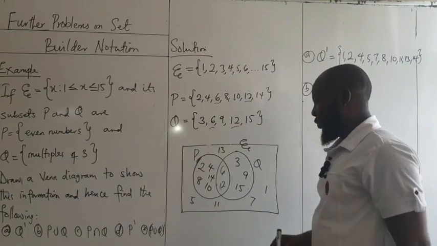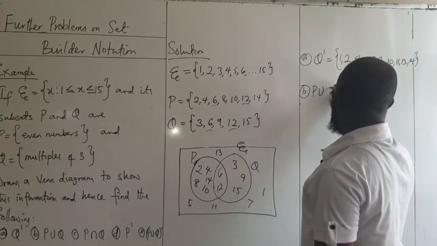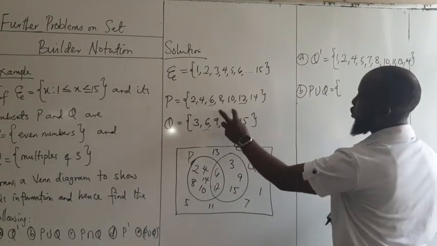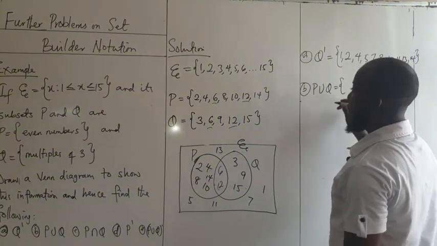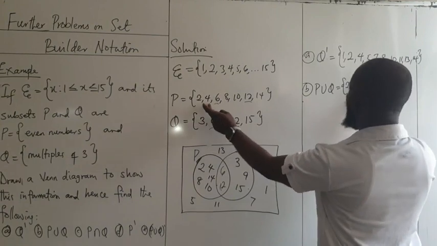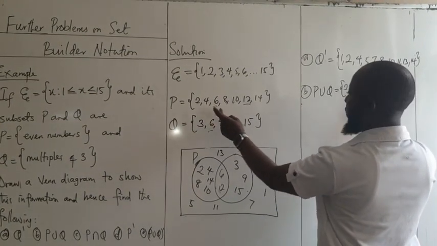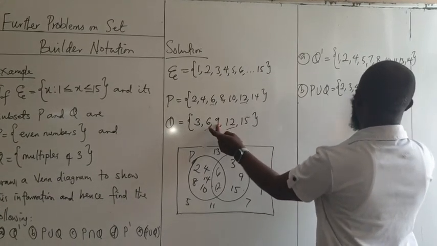B, so we have to find P union Q. P union Q. We're going to combine these two without repeating an element twice. So the first one is we have 2, 3, and 4. We don't have 5 in both. So 6. We don't have 7. We have 8, 9. Right?